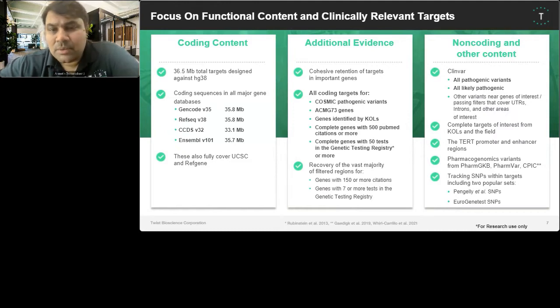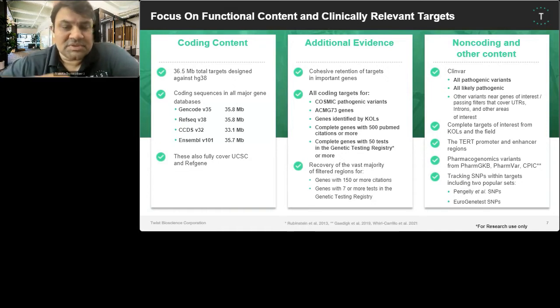And then we included all the major databases, GenCode, RefSeq, CCDS, and Ensemble while curating the content. Also, the genes and targets that are covered in the UCSC, because it has its own annotations and RefGene database as well. Along with this, the very important thing we did was looking at the additional evidence to cohesively retain all the exons and target regions that are of importance rather than including everything.